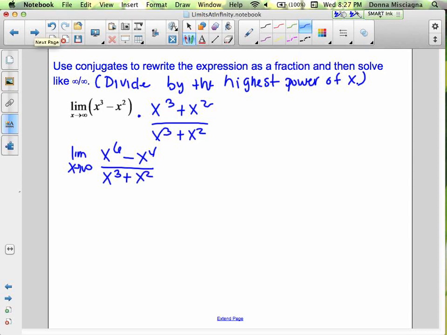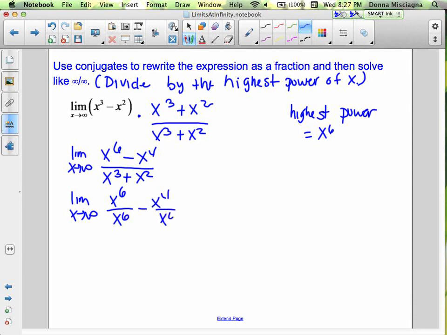And now we'll divide by the highest power of x, so we have the limit as x approaches infinity. The highest power of x, of course, in this case, is x to the 6th. So everybody gets divided by x to the 6th. So x to the 6th divided by x to the 6th minus x to the 4th divided by x to the 6th, all over x cubed divided by x to the 6th plus x squared divided by x to the 6th. Let's simplify, everybody.